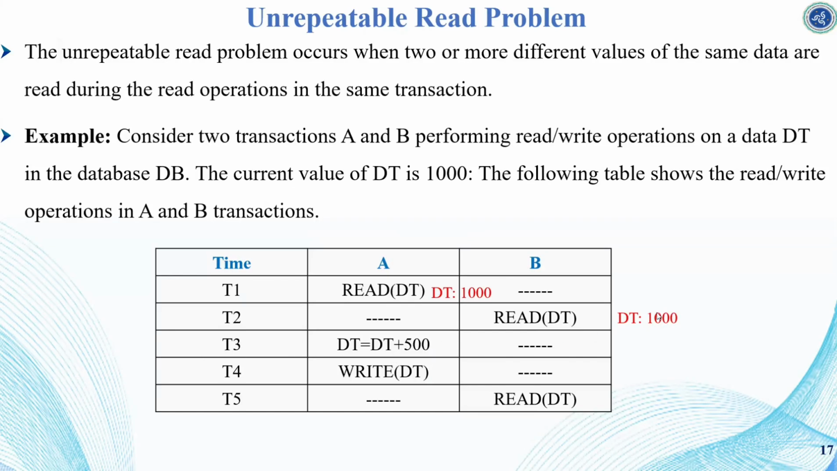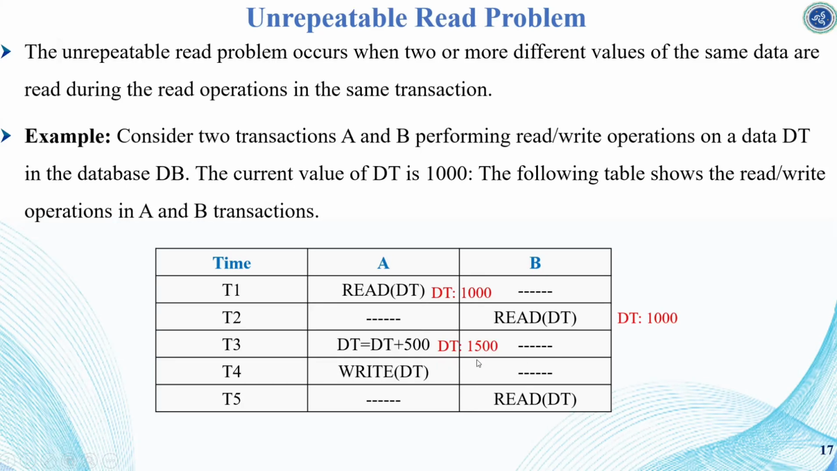ഇനി നെക്സ്റ്റ് ഇൻസ്റ്റന്റിൽ, B റീഡ് ചെയ്തതിനു ശേഷം, A എന്ന് പറയുന്ന ട്രാൻസാക്ഷൻ DT എന്ത് ചെയ്തു? The value of DT gets updated to 1500 because 500 rupees were added. DT is equal to 1500 ആയി. And it has written the value. അപ്പം അത് നമ്മുടെ DT എന്ന് പറയുന്ന ഫീൽഡിൽ പെർമനന്റ് ആയിട്ട് റൈറ്റും ചെയ്തിട്ടുണ്ട്. This is the write of DT. So DT value is 1500.